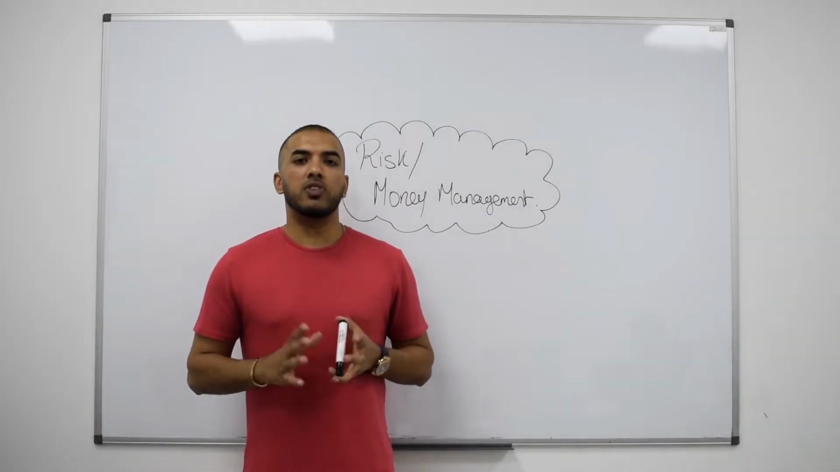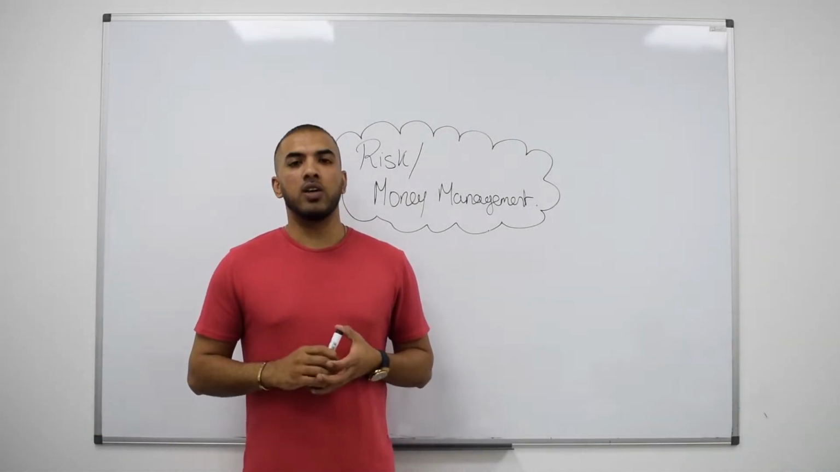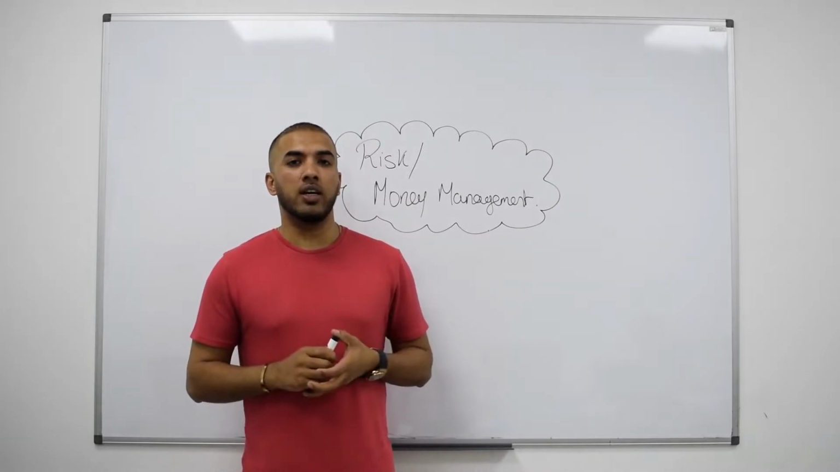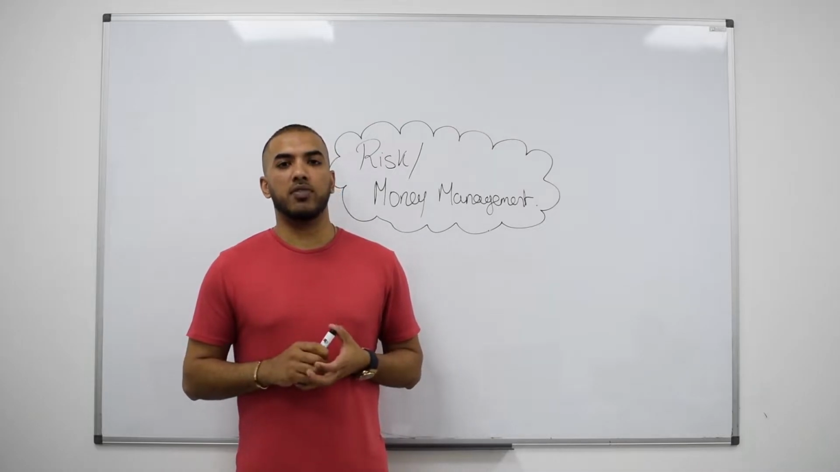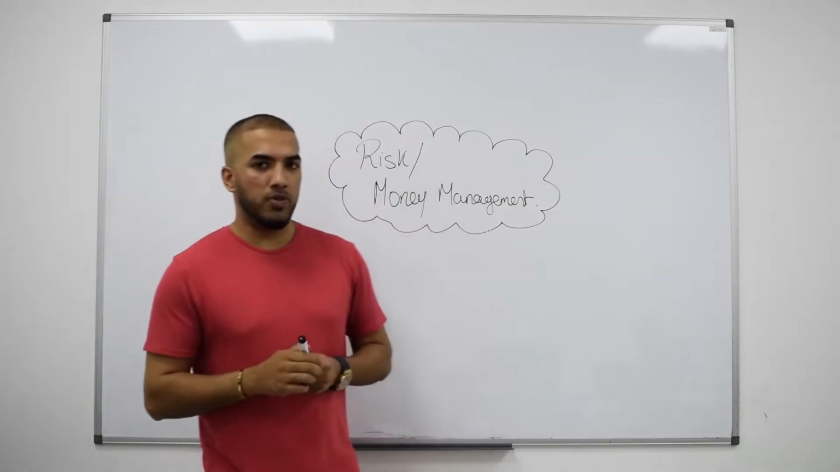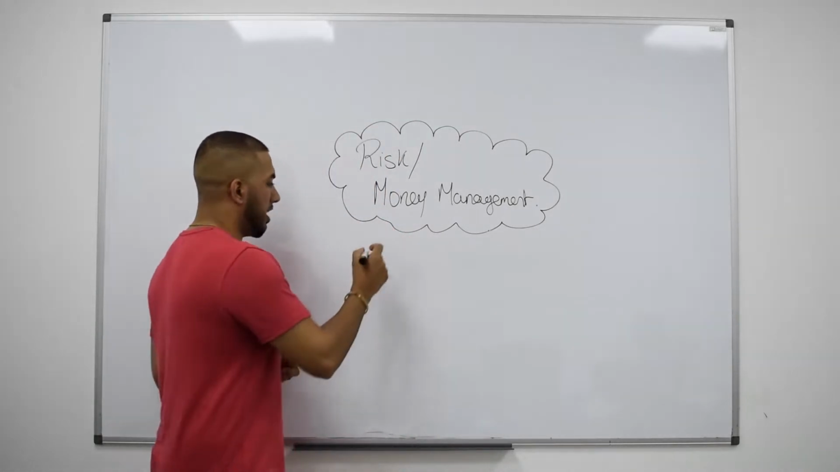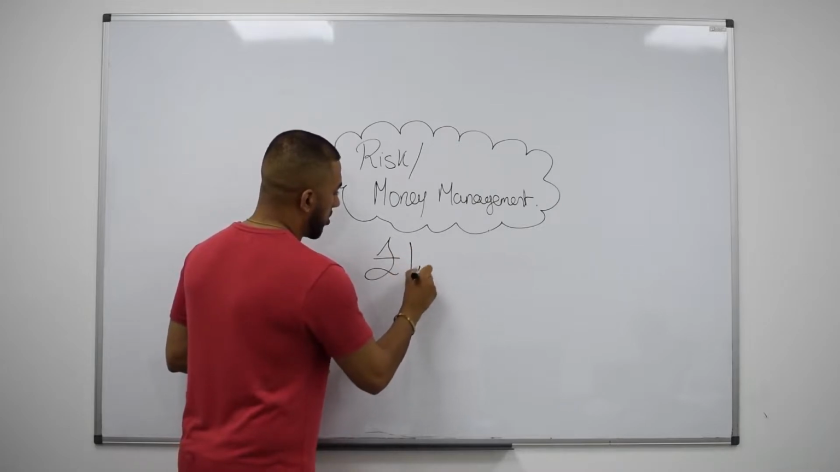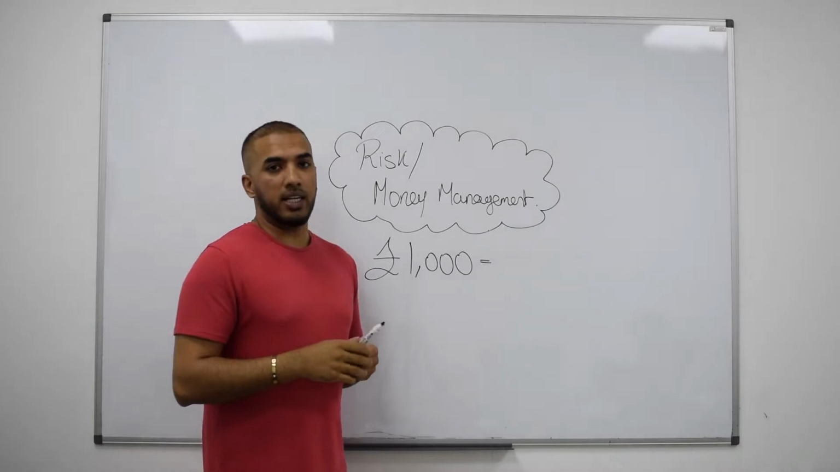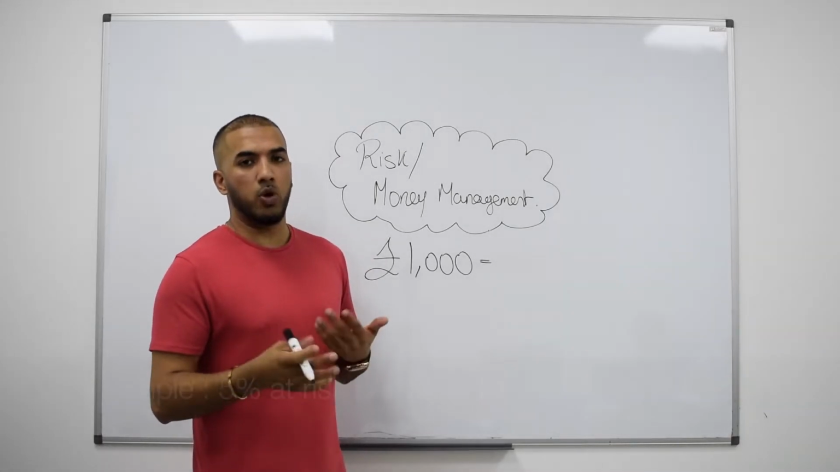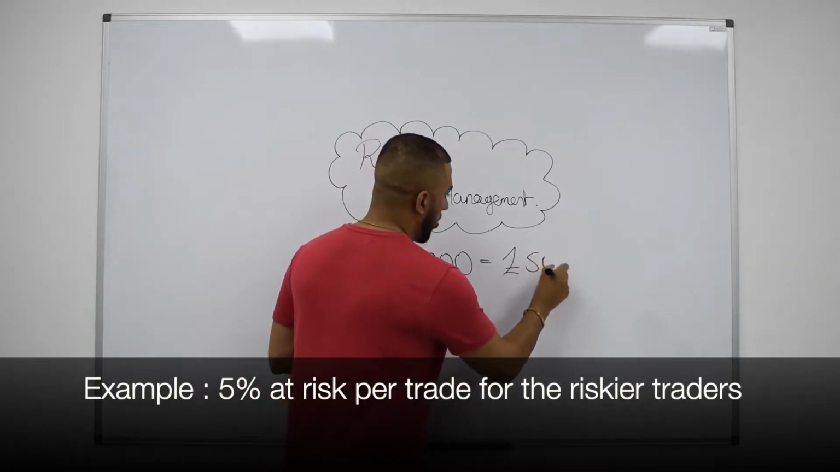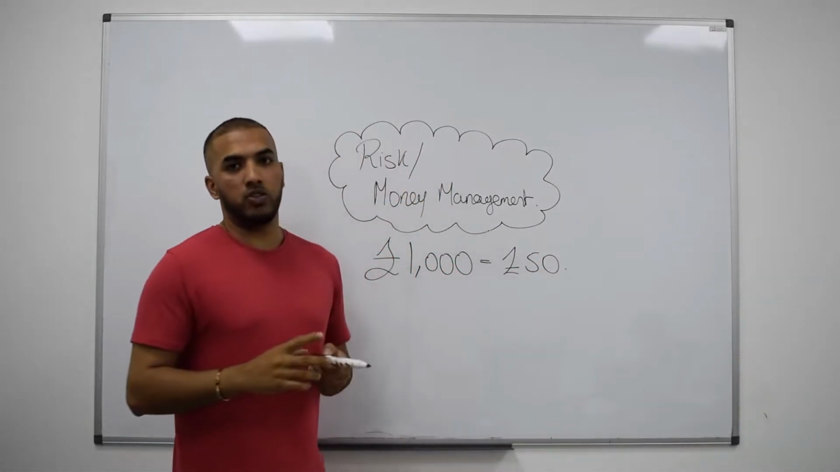Okay guys, now whether you've decided to be a risk-averse trader, risking only 1 to 2% of your account value, or a riskier trader, risking between 3 to 5% of your account value, the calculation remains the same regardless. Let me show you an example of this. Say we have opened the account and deposited £1,000 into it. Now every trade that you're placing, you're going to be risking 5%, because you're a riskier trader. 5% of £1,000 is £50, so that would be your risk per trade.